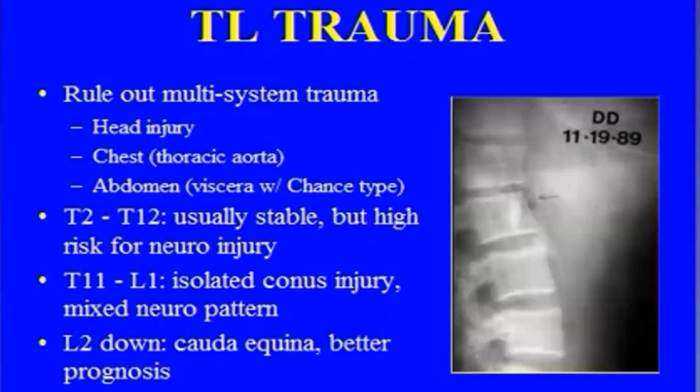Thoracolumbar trauma, rule out multi-system trauma, head injury. Beware of the thoracic aorta. You can have a dissecting aneurysm.